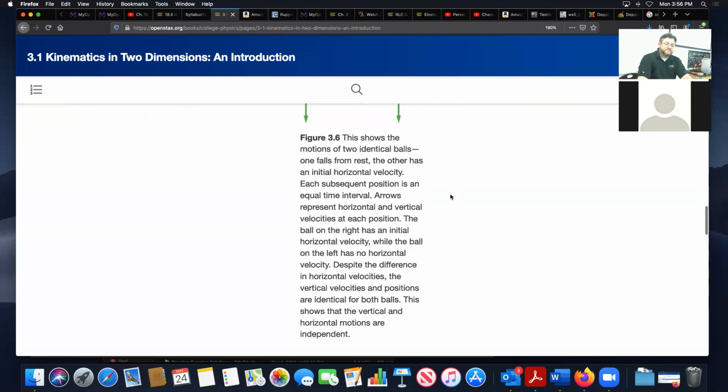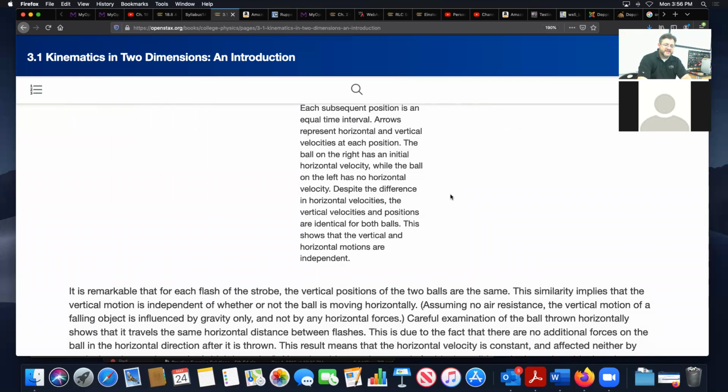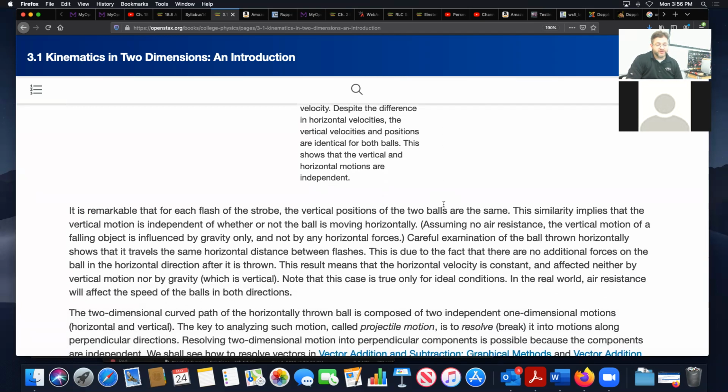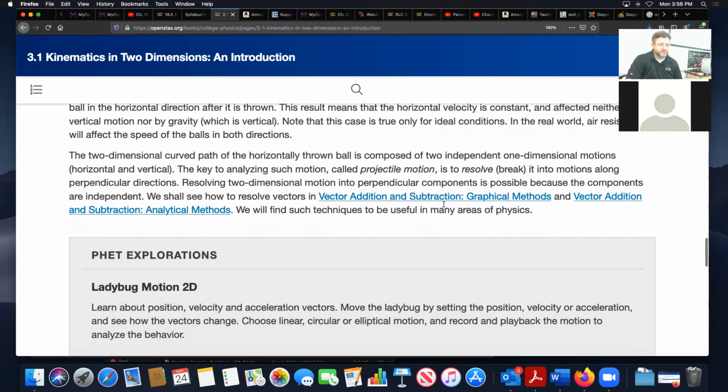Anyway, the point here is that these motions are very independent of each other because of their 90 degree relationship to each other, right? If you're moving horizontally, you are not moving vertically, therefore you will not be affecting that vertical motion with your horizontal motion.